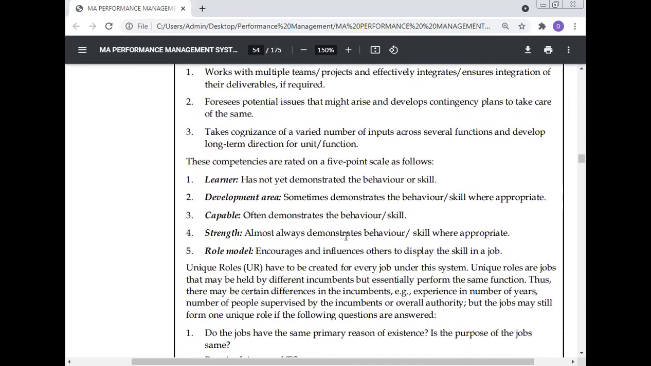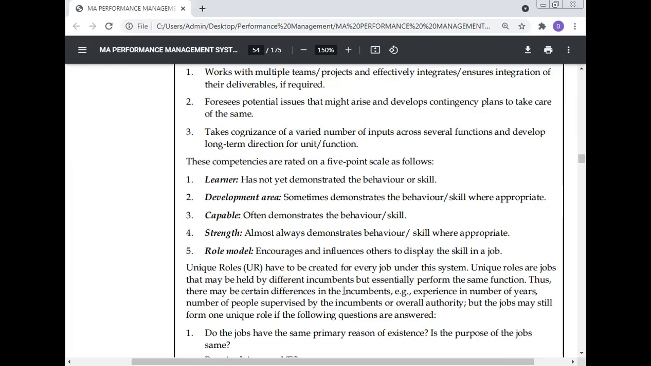These competencies are rated on a 5-point scale as follows: learner, development area, capable, strength, role model. Learner has not yet demonstrated the behavior or skill. Development area sometimes demonstrates the behavior or skill where appropriate. Capable often demonstrates the behavior or skills. Strength almost always demonstrates the behavior or skill where appropriate. Role model encourages and influences others to display the skill in a job.